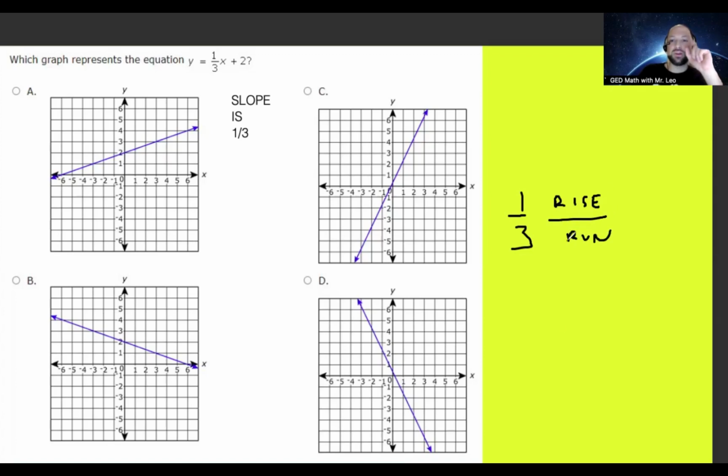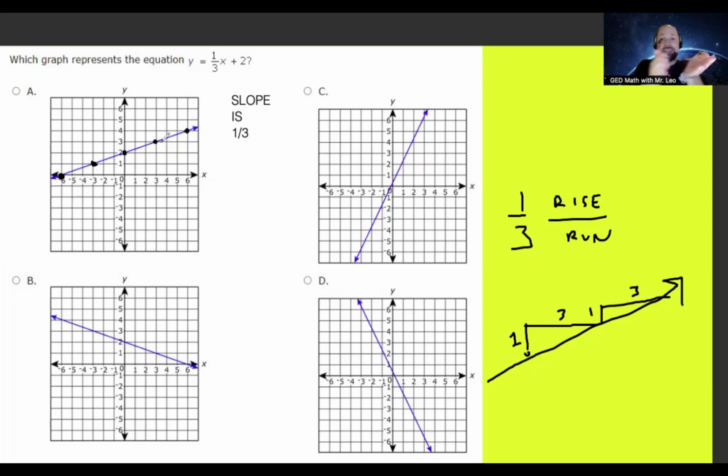That means I want to see a graph that rises 1 and then runs 3 and then repeats, rise 1, run 3. I want a line sort of like that. Do you see one here? I think I see it. I think it's A. Take a look real closely. Pick a clear point. That's a clear point. Yeah, I got a bunch of them. All right. Look how it's going. Up 1 over 3, up 1 over 3, up 1 over 3. That's it. That's the answer.